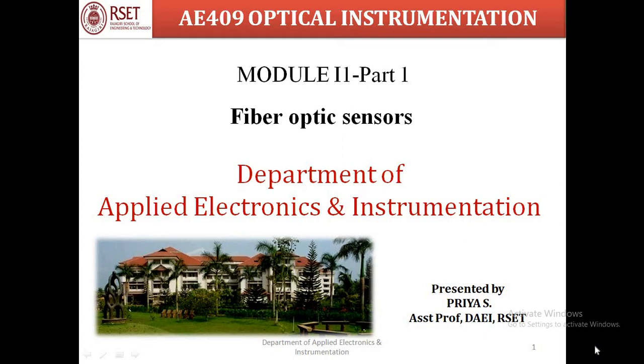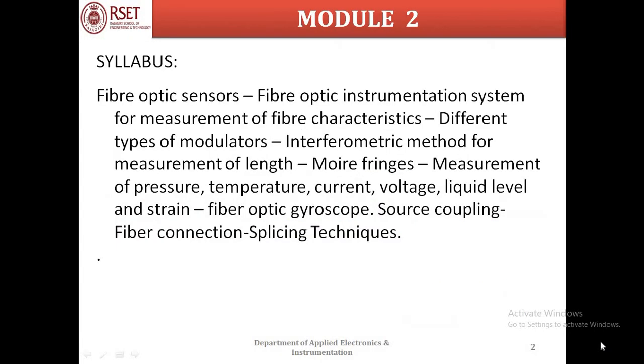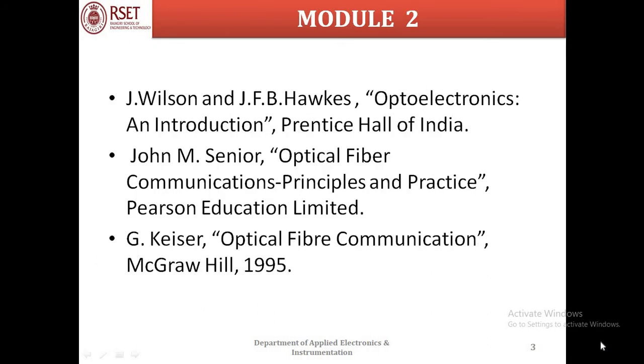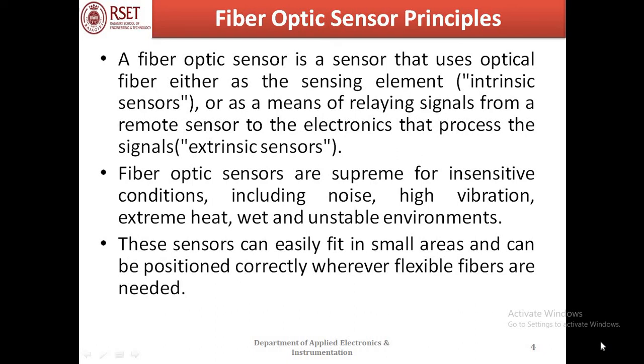Today I am going to give you a lecture on fiber optic sensors. This comes under Module 2 of Optical Instrumentation for S7 Applied Electronics and Instrumentation. A fiber optic sensor is a sensor that uses optical fiber either as the sensing element or as a means of relaying signals from a remote sensor to the electronics that process the signals. Based on these two applications, we classify fiber optic sensors as intrinsic sensors or extrinsic sensors.